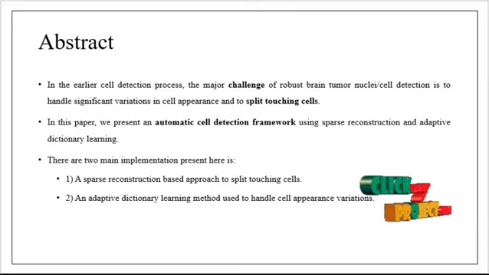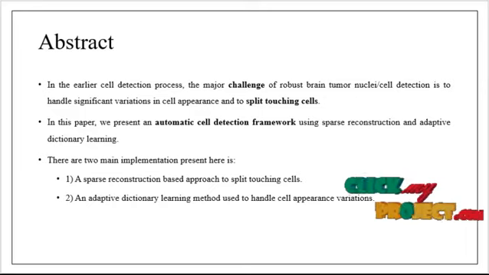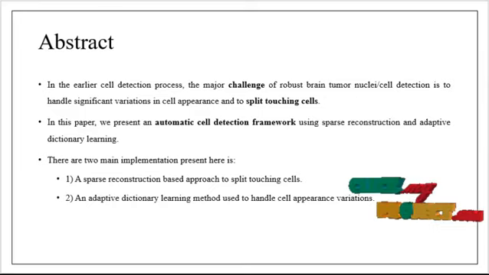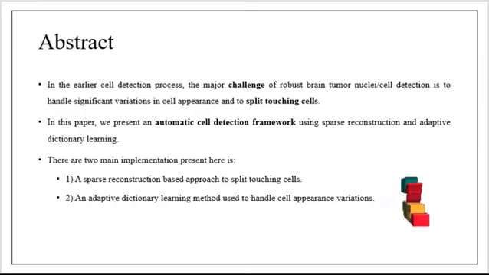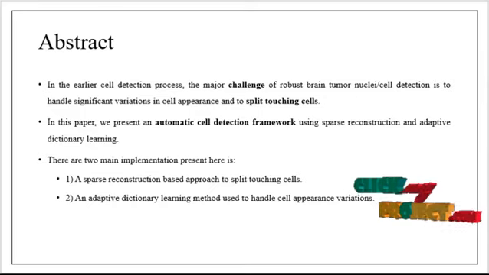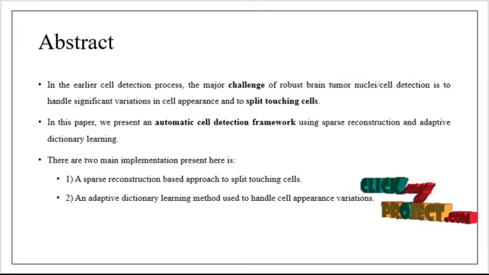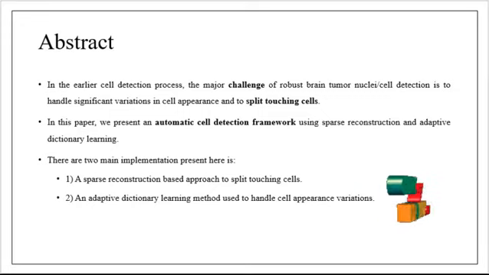In the earlier cell detection process, the major challenge of robust brain tumor and nuclei cell detection is handling significant variations in cell appearance and split touching cells. Hence, in the affected cells, the contrast level as well as the size of the cell change drastically. In this paper, we present an automatic cell detection framework using sparse reconstruction and adaptive dictionary learning.